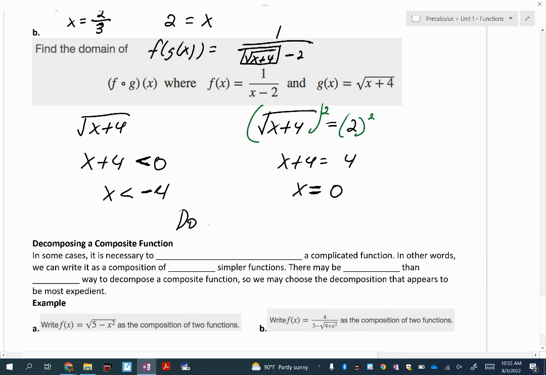So the domain is going to be negative 4 to infinity, but because I can't use 0, I have to write negative 4 to 0, and then 0 to infinity. And all of those numbers would work.